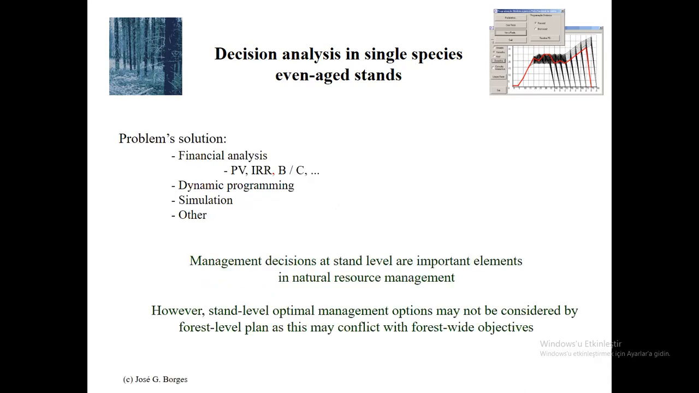As we have seen, there are some financial criteria that we could use in financial analysis: net present value, internal rate of return, benefit cost ratio, and soil expectation value. These are the ones that we talked about. There is one decision-making tool, which is called dynamic programming simulation, and there are others as well.